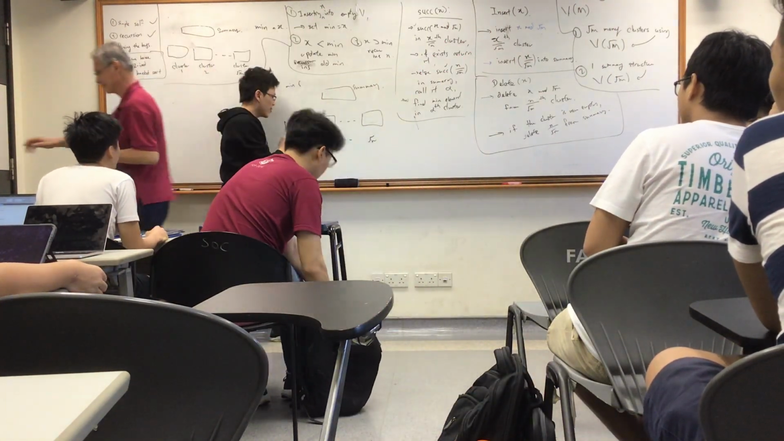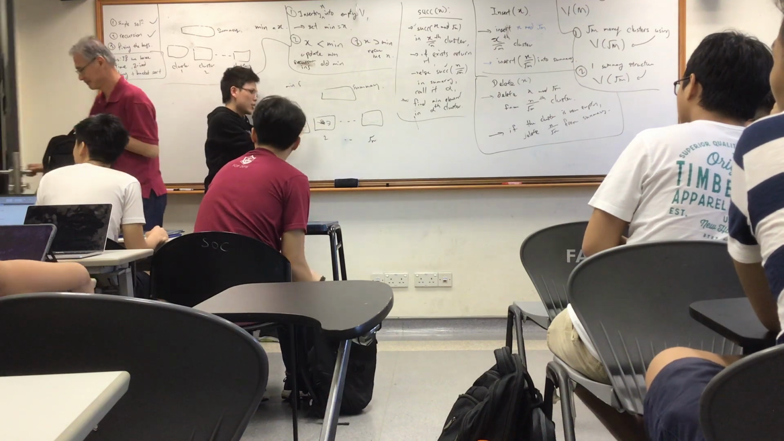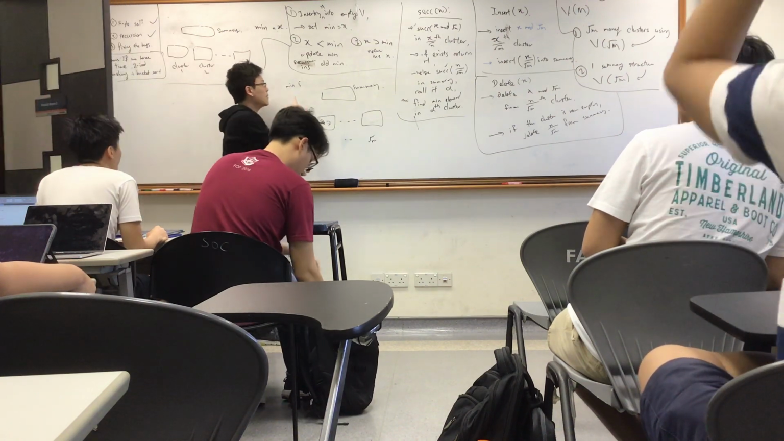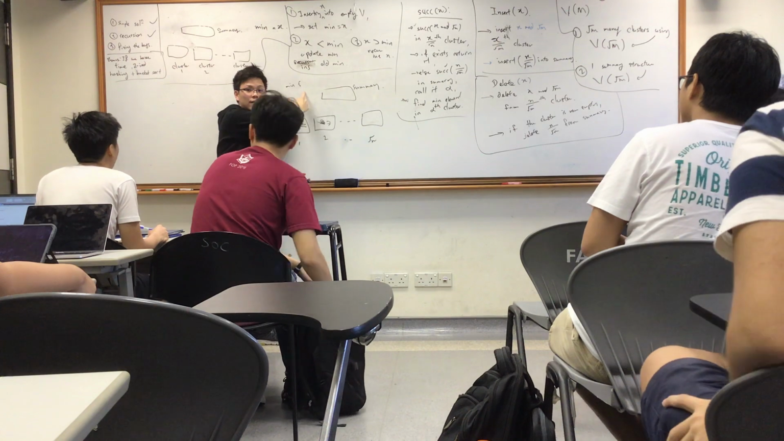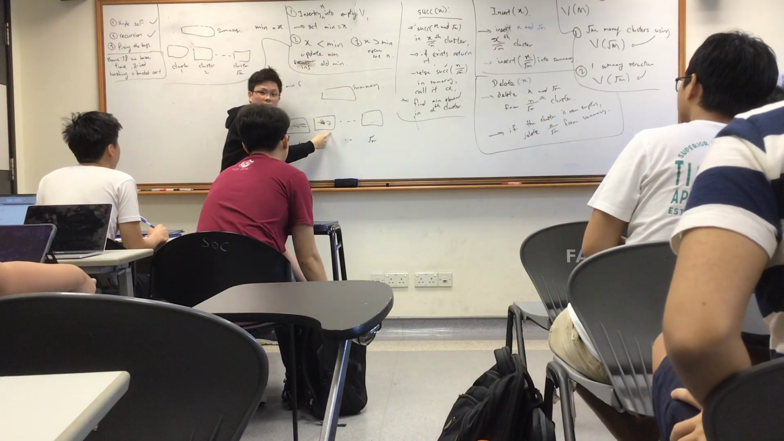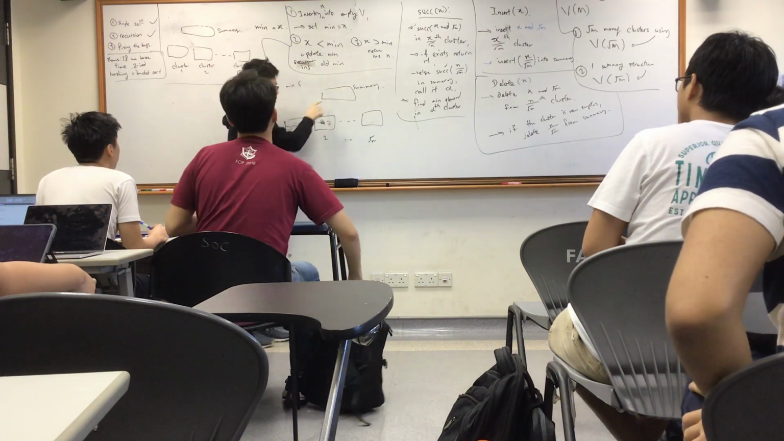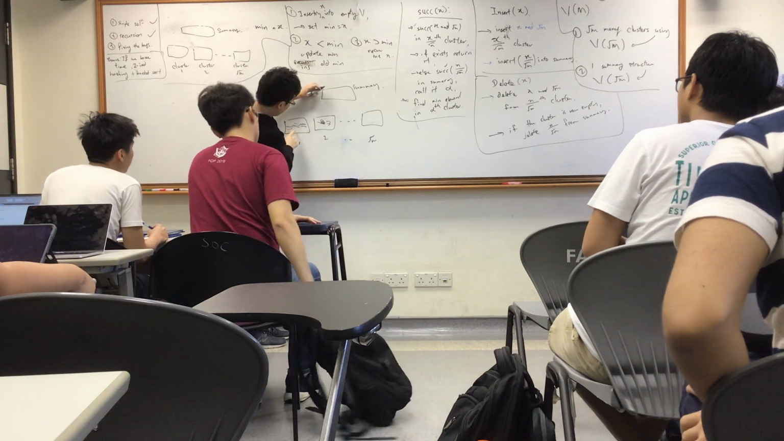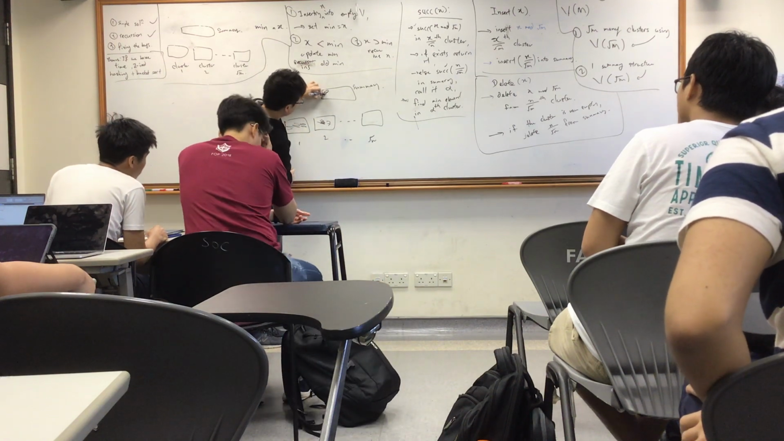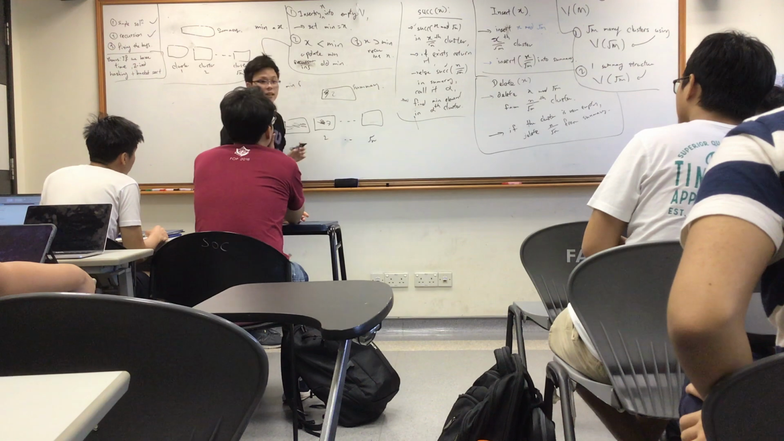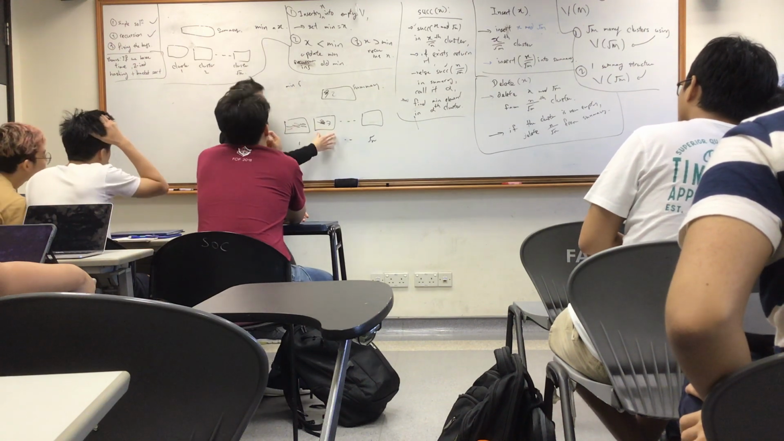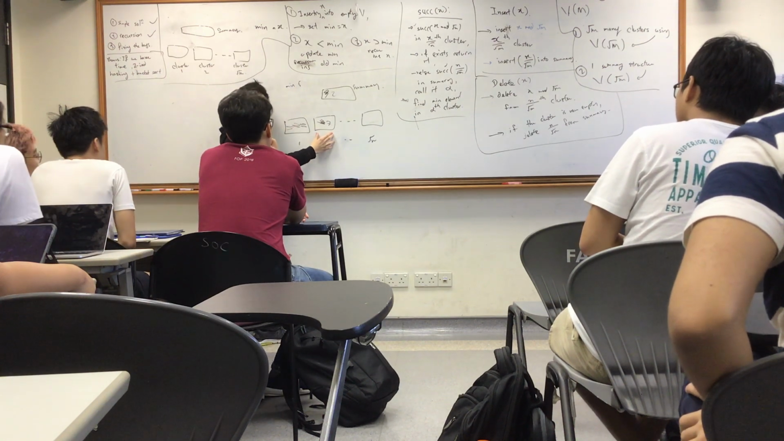These are all empty. If I want to find the next item after 5, I'm looking for the first non-empty cluster. This is cluster 1, this is 2, and this is 3. 1 is not in the set, 2 is in the set, because this is the first non-empty cluster. Does that make sense?